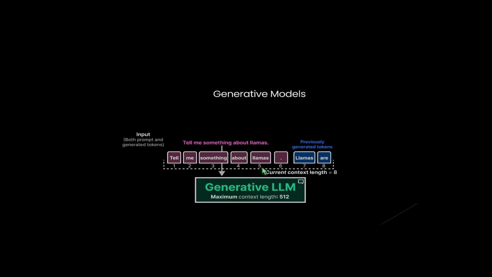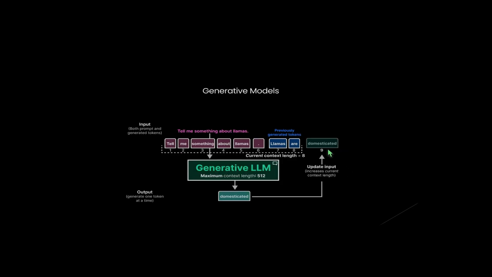Older generative models could manage around 5 tokens at a time, while newer transformer models are capable of processing much longer sequences, allowing them to maintain better context and coherence across extended conversations or documents.